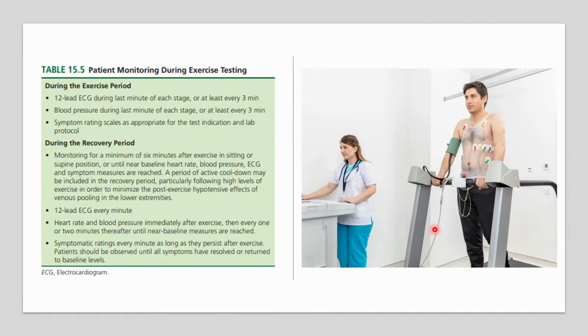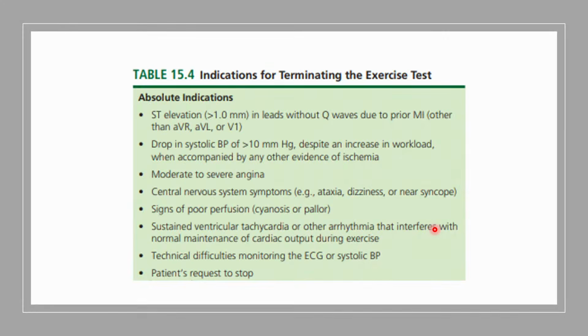During the testing, the patient should be assessed for any ECG changes, blood pressure, or any symptoms that are present in the patient. You should keep checking that. So what are the indications for terminating the exercise test? There are some absolute indications where you have to stop the test, such as ST segment elevation of more than 1 mm in the leads which don't have Q waves. You should not take leads which have previous Q waves because of a previous MI, and it should be in leads other than AVR, AVL, and V1.